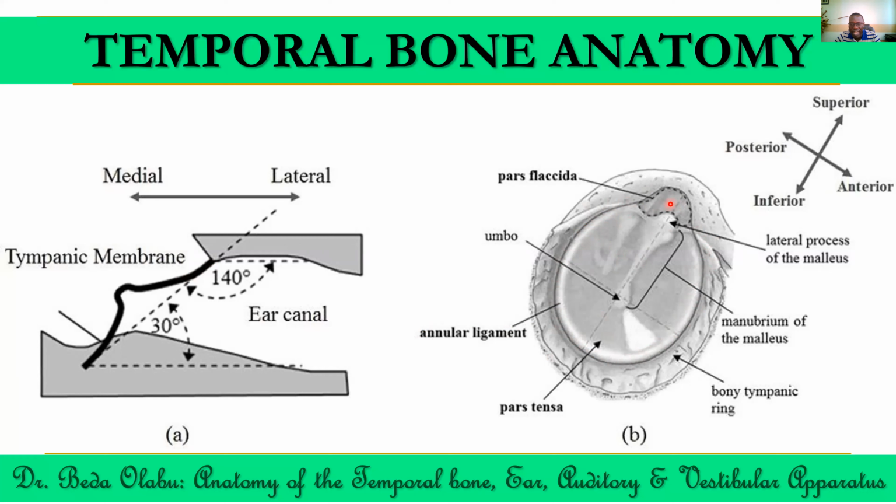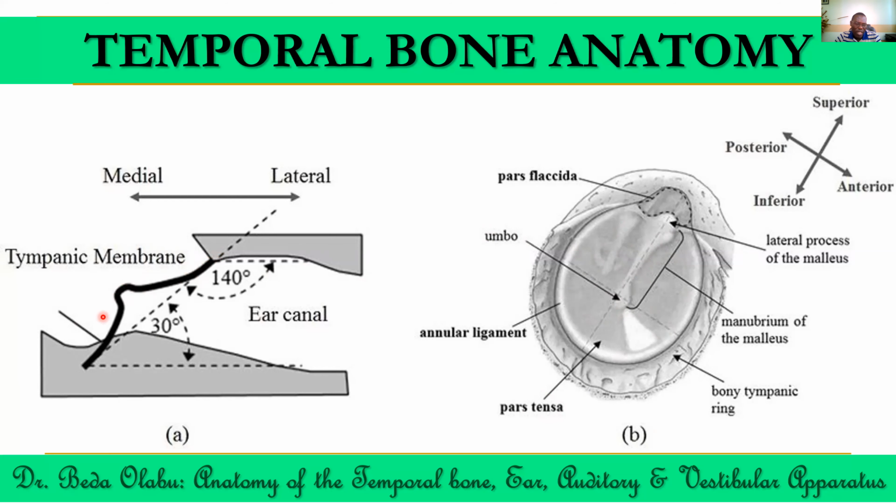The upper part of the membrane is a bit lax, and it's called the pars flaccida. The rest of the membrane is quite tight, and it's called the pars tensa. The region of attachment of the malleus is there. Towards the apex of the region of attachment, the tympanic membrane has the highest curvature. And the point of highest curvature of the tympanic membrane is what we call the umbo.